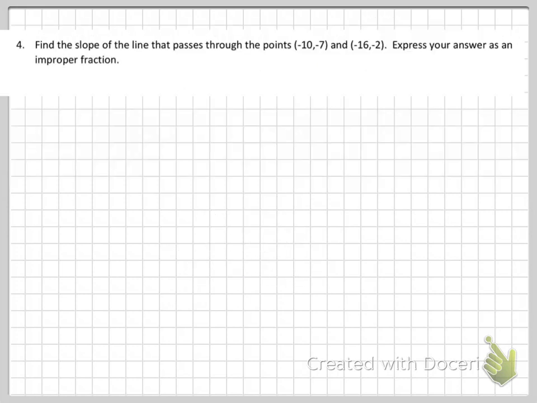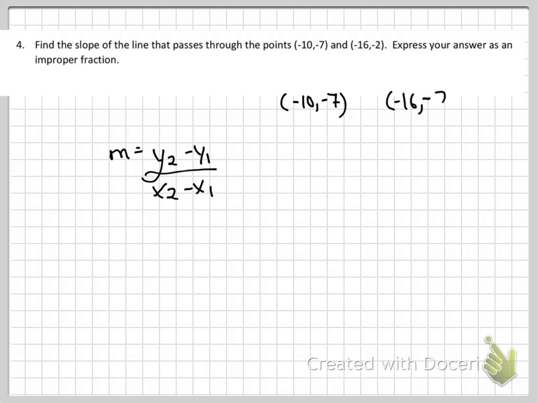Number 4. Okay, so now we're asked to find the slope of the line that passes through these 2 points. So the first thing I need to write down is the slope formula. Again, that's not something that you're given. It's something that you need to know, that you need to have at the tip of your brain, that you can write down at any point. Okay, so on my paper, the only thing that I need to copy or transcribe from this problem is the ordered pair.